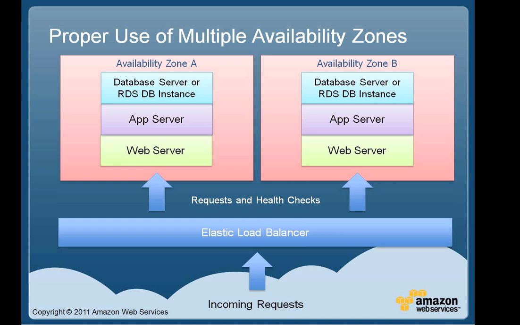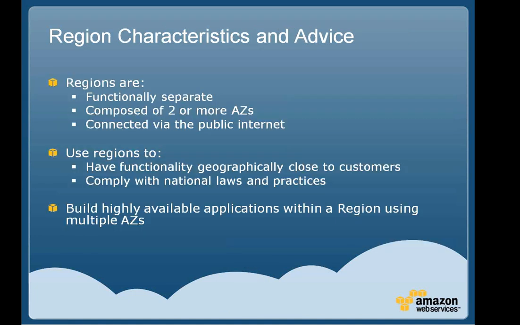So this diagram, I think, is really key, and it shows you that you want each availability zone to have enough functionality to run the entire application. We've received a number of questions about the proper ways to use regions and how to think about regions as you architect your application.